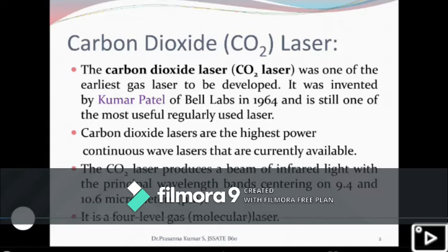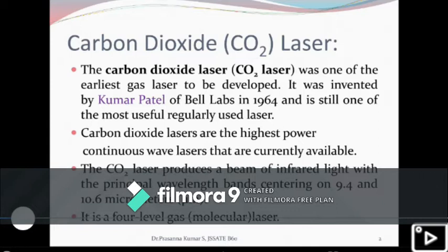This CO2 laser was fabricated and designed by an Indian scientist, Kumar Patel, at Bell Laboratories of the US in the year 1964. This was the first gas laser designed, and it is one of the most useful and regularly used lasers all over the world. The carbon dioxide laser provides the highest power continuous wave laser.